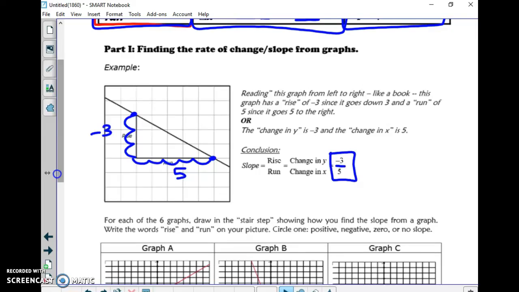In that blank, write a fraction, rise over run, and use your calculator to reduce the fractions for me, please. Go ahead and do that now.